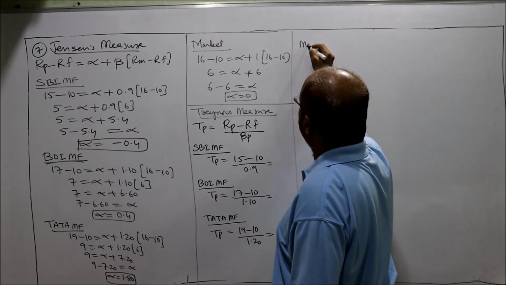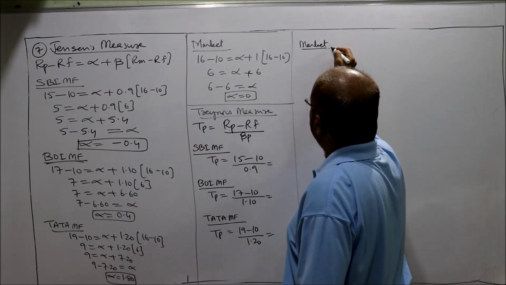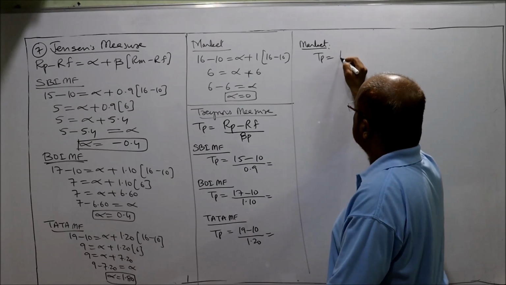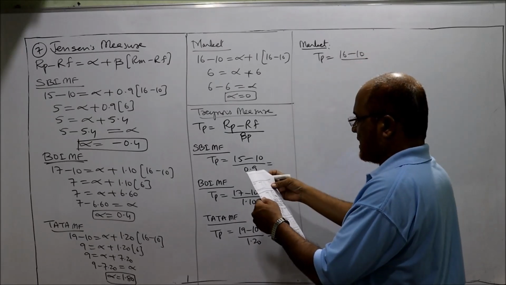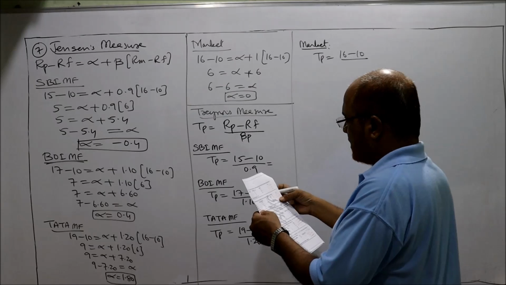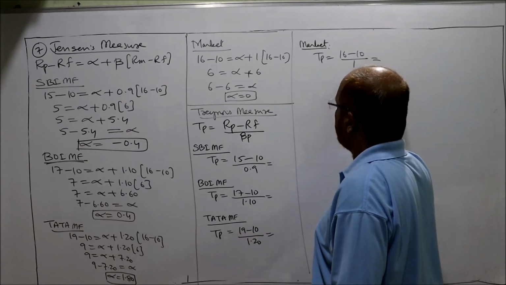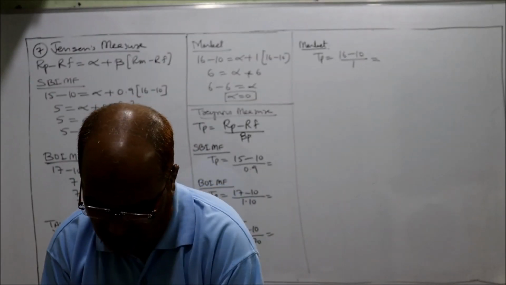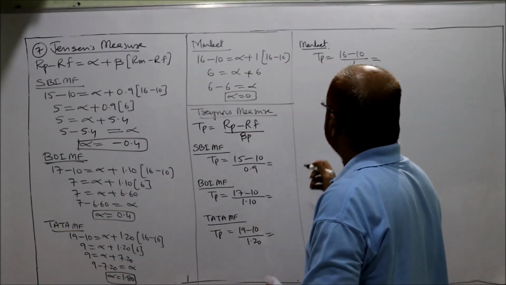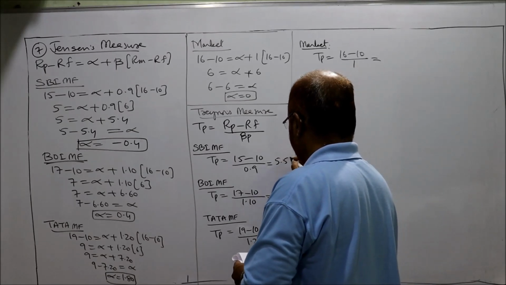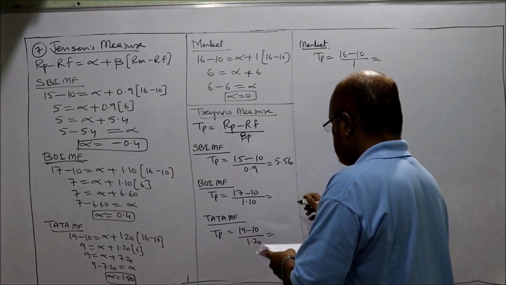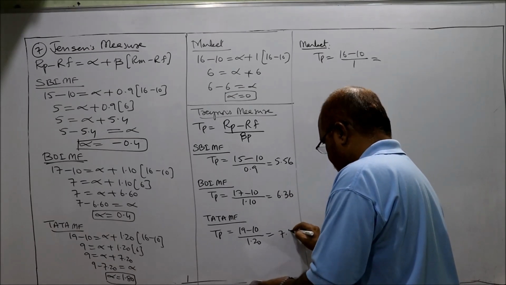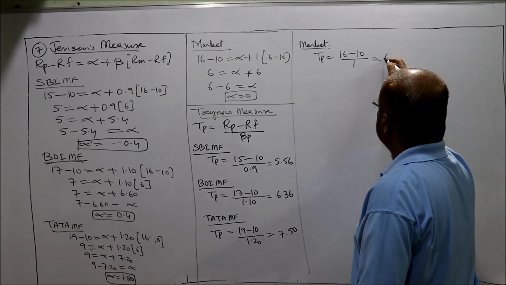Then market. The return on the market is 16%. 16 minus 10 divided by beta. Beta is 1. So we have calculated. The values are 5.56 here, 6.36 here, 7.50 here, and here it is 6.